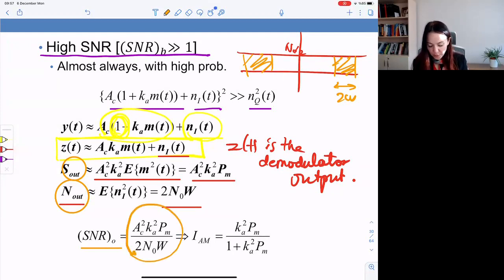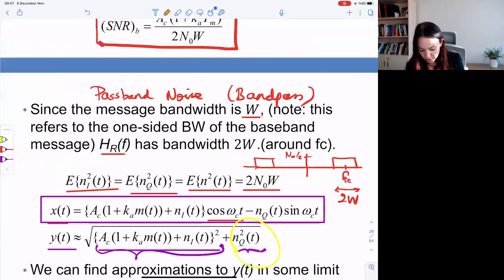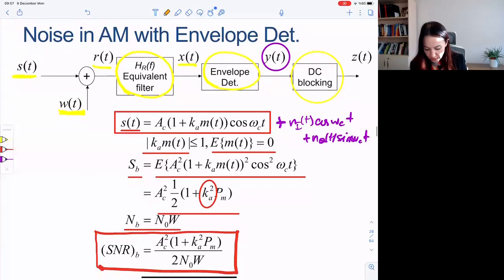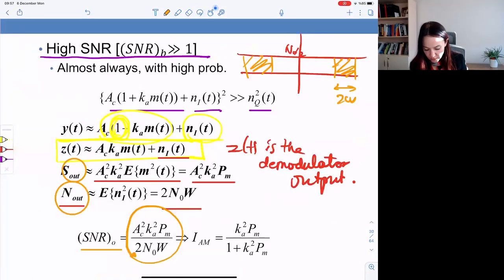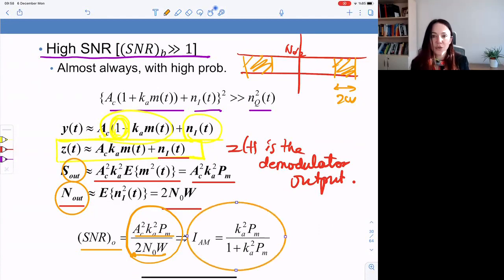What was the baseband expression? The baseband expression was AC squared (1 plus KA squared PM) over 2 N0 W. And this is AC squared KA squared PM over 2 N0 W. So the 2 N0 W's cancel. And we have KA squared PM divided by 1 plus KA squared PM. Okay.